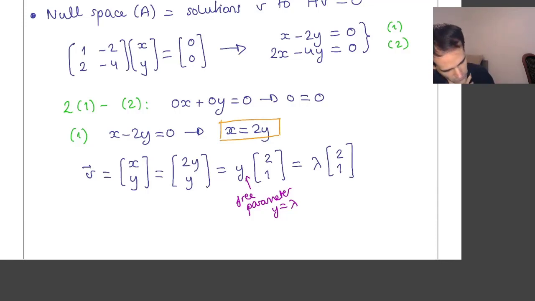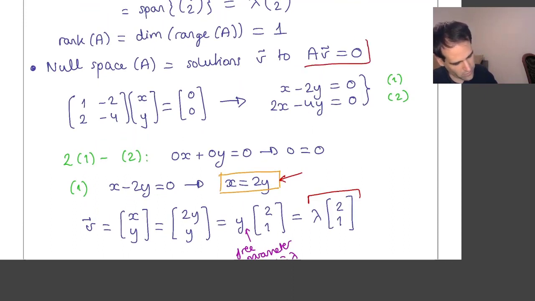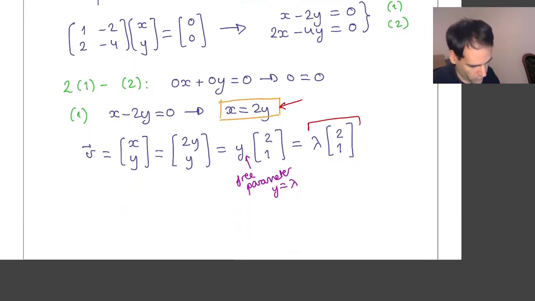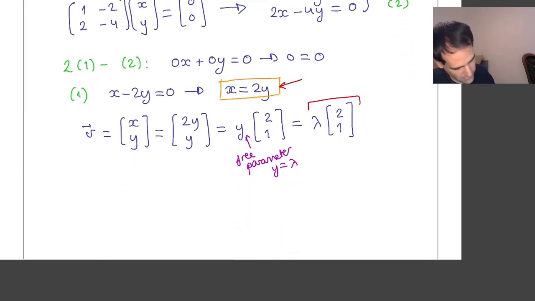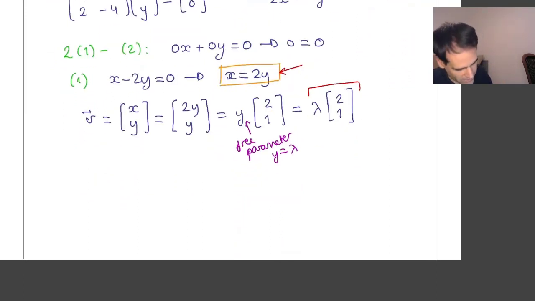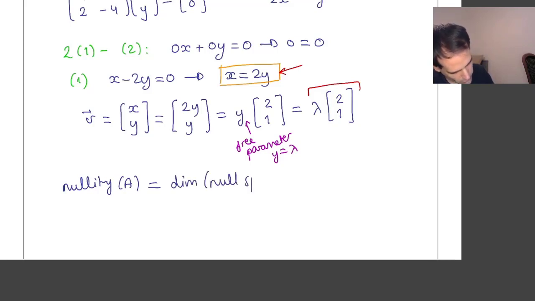Okay. So either by noticing that this was the equation of a line, or by noticing that this is the parametric equation of a line, it's the same line. This is the general solution to the system A times v equals 0. So this would be the null space of A. What is the nullity of A? The nullity of A is the dimension of the null space. And since the null space is a line, the dimension is 1.